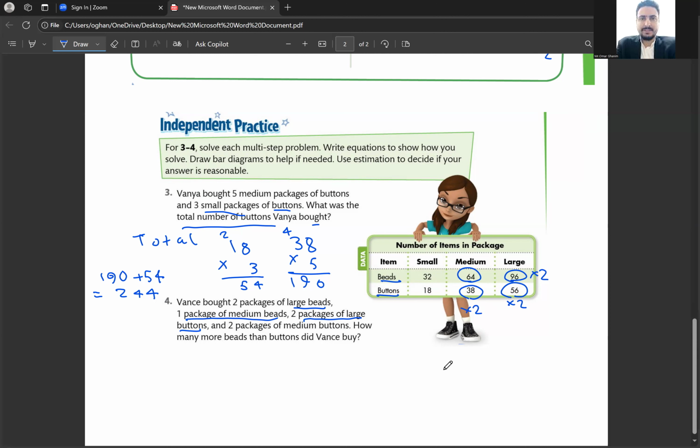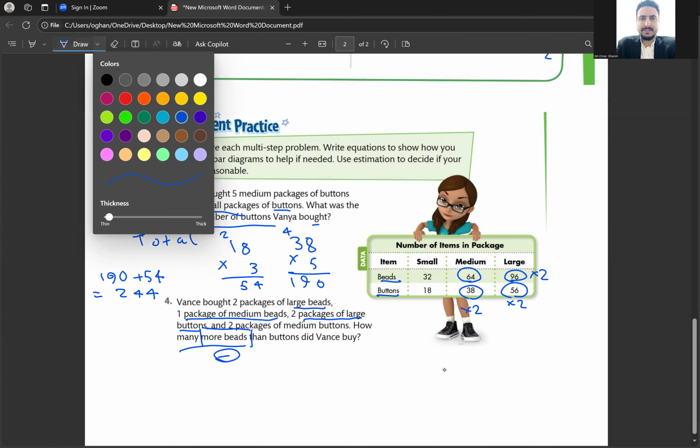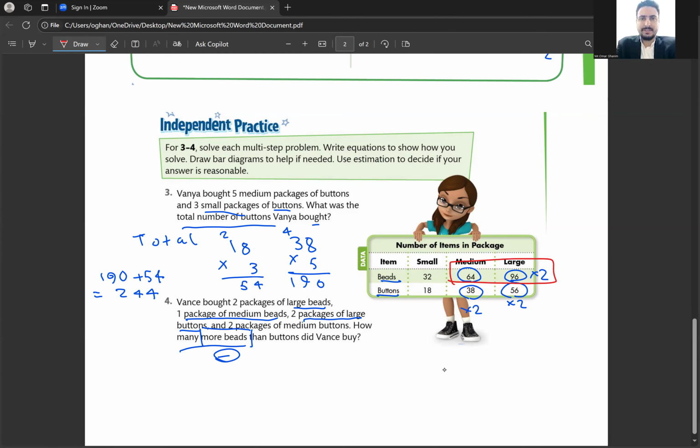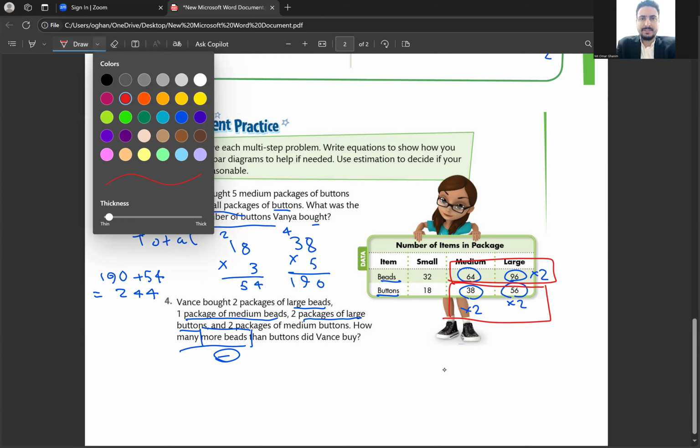How many more beads than buttons did Vanya buy? Okay, how many more? The words how many more mean difference, which means subtract. Then we need to find these beads separately, and then find these buttons separately, and then we subtract them.